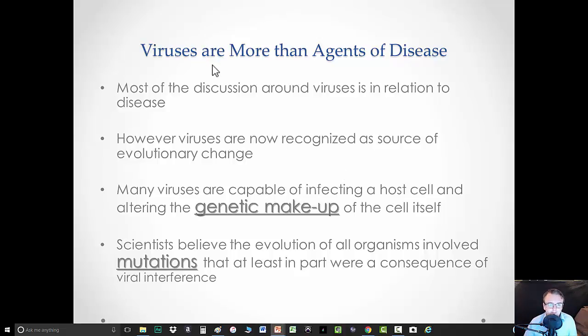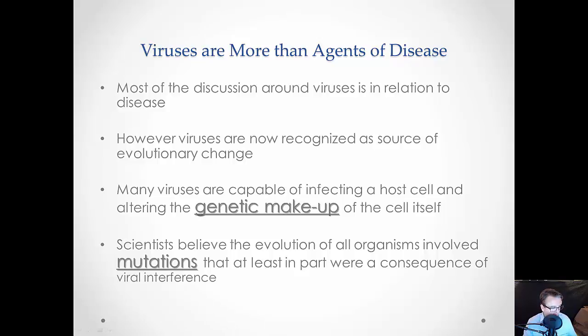Now, another interesting thing about them is that while we always associate them with infection, rightfully so, since they cause disease, there's another side to them in that they can actually play a role in the change of an organism's genetic material. A virus can actually infect a host cell and insert its DNA.